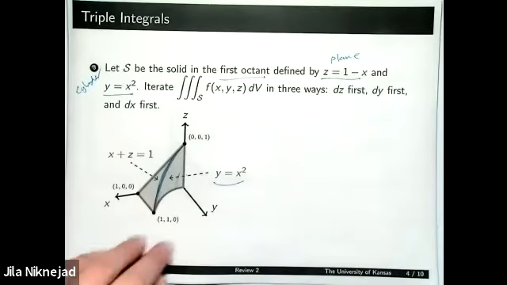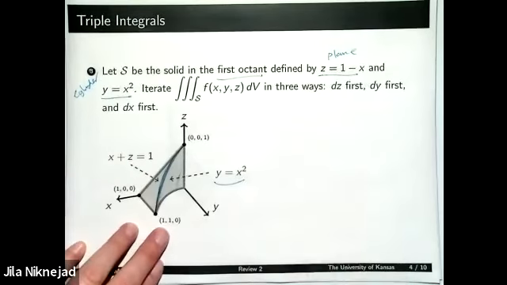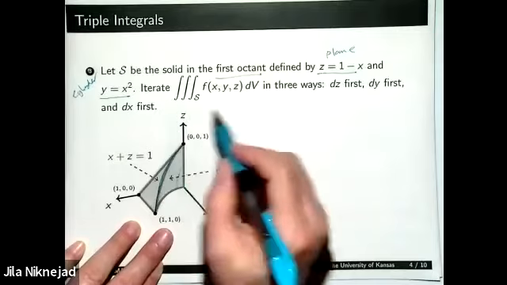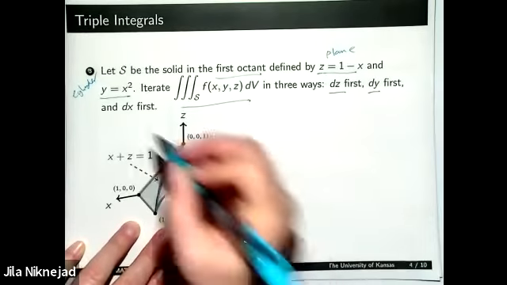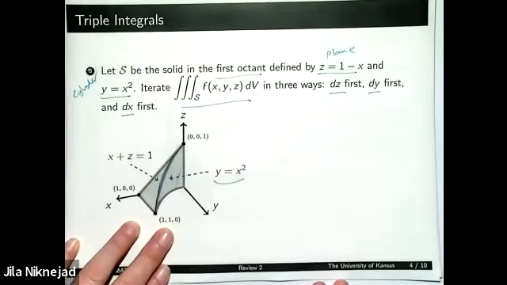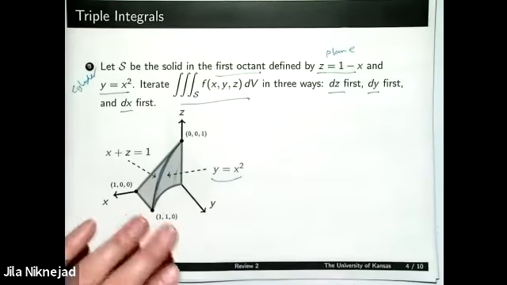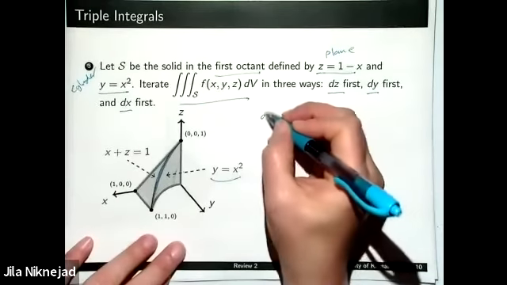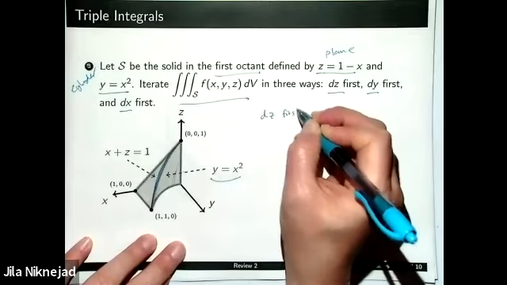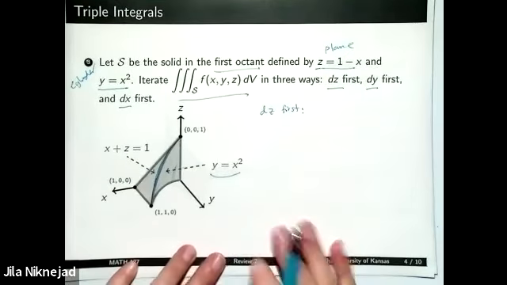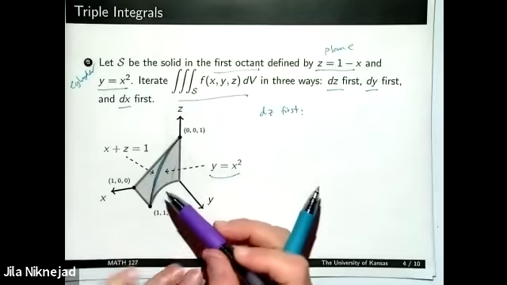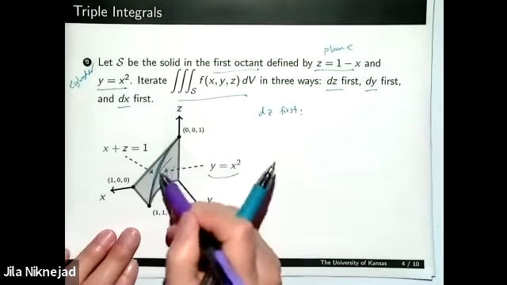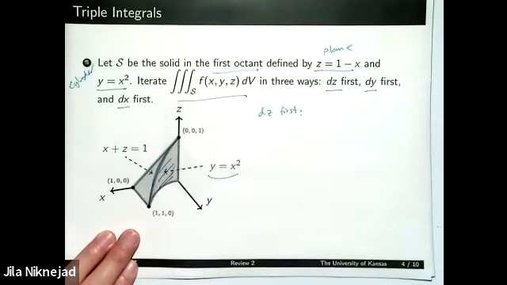It's the best way. Now, what the question is asking is the iteration of that in 3 ways. One is dz first, then dy first, then dx first. Let's do dz first. How do I go about that? Wait. There is this cylinder, the purple shade that I did.